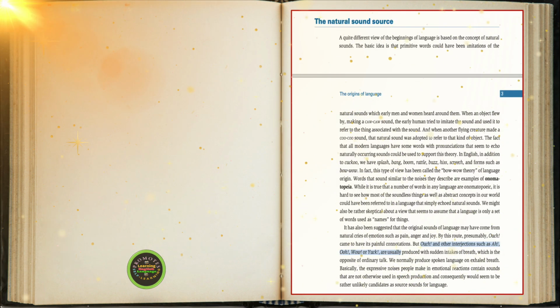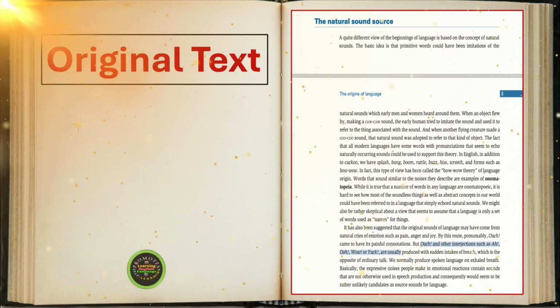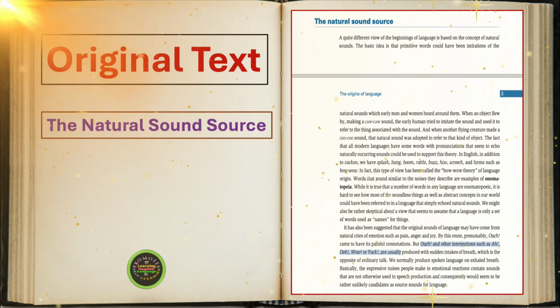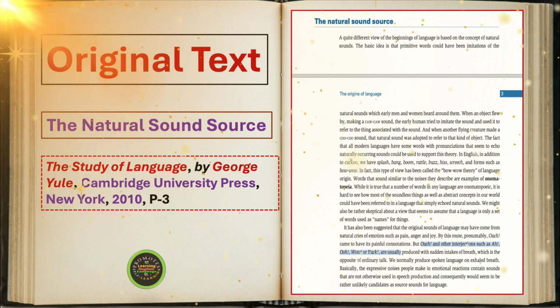And this is the original text from the book. You can have a look at it and read for yourself. The topic is the natural sound source from the book The Study of Language by George Yule, Cambridge University Press, New York, 2010, page number 3.